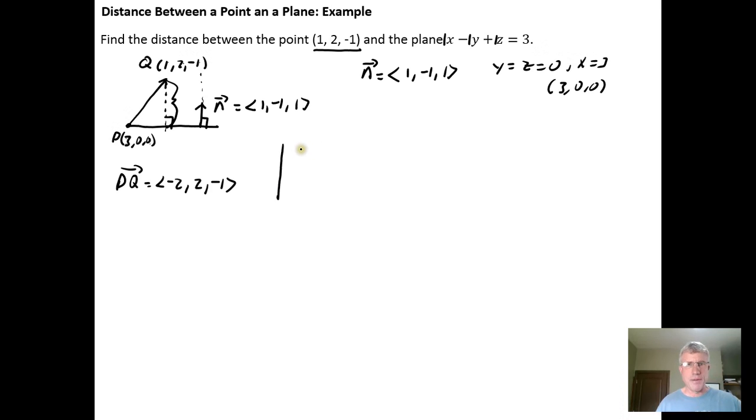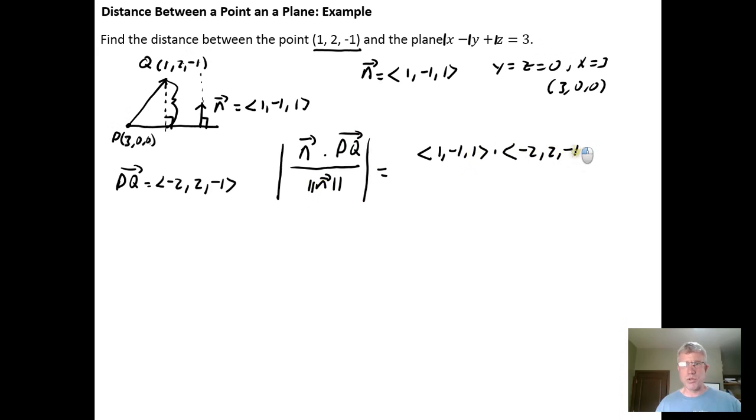So it's going to be the normal vector dotted with PQ, divided by the size of the normal vector. So this will equal, our vector n is 1, -1, 1. We'll dot that with the vector PQ, which is the vector -2, 2, -1. We're going to divide it by the size of the normal vector, which is going to be a square root kind of guy, and we need to make sure to take the absolute value of this because we want a distance, not a directed distance.